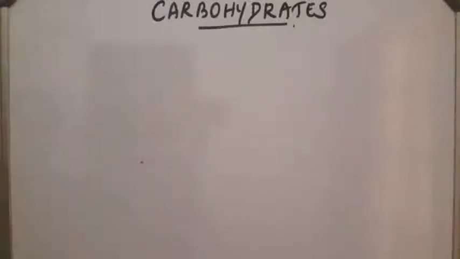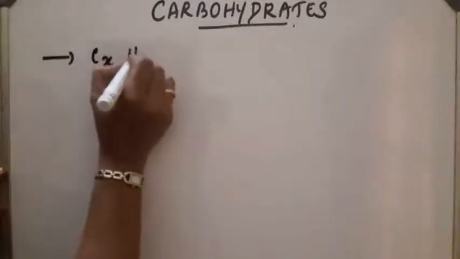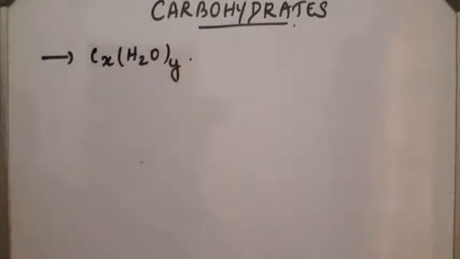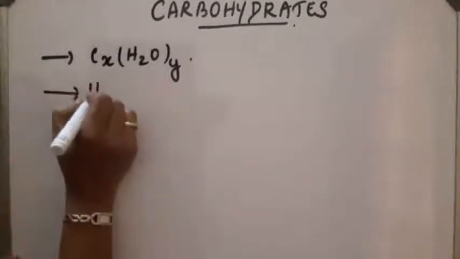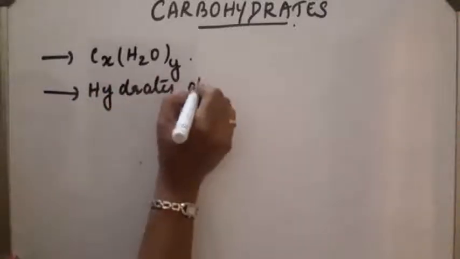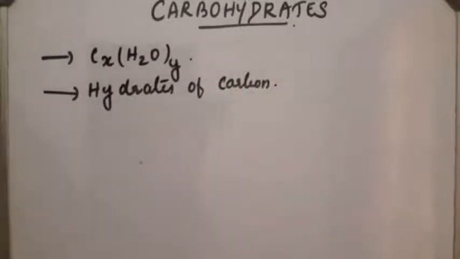The first biomolecule is carbohydrates. Its general formula is CxH2Oy. This is the general formula of carbohydrates, so they are regarded as hydrates of carbon.